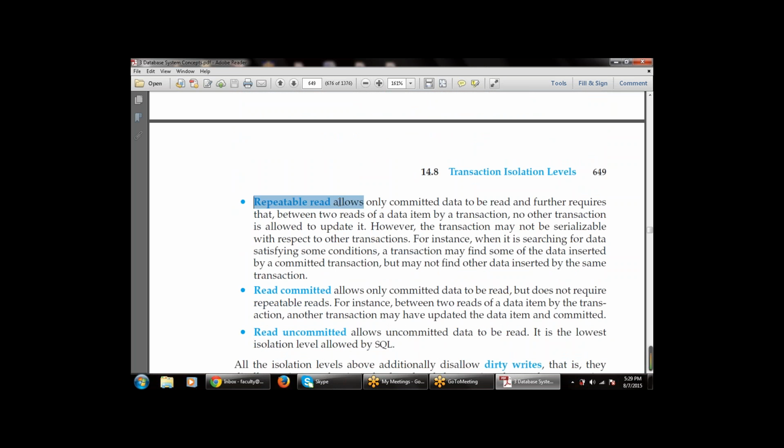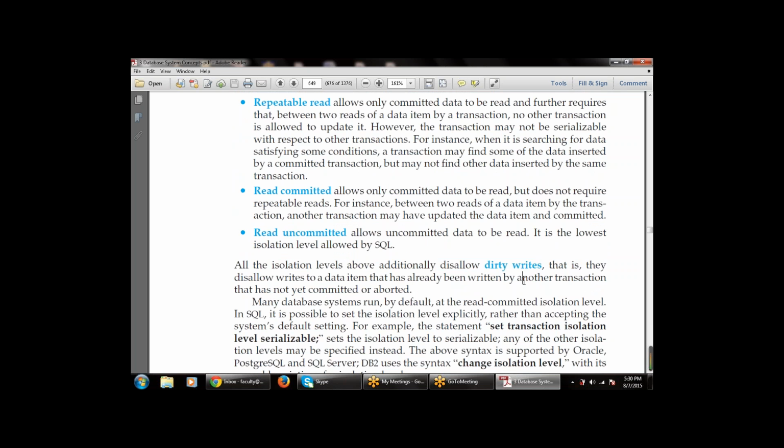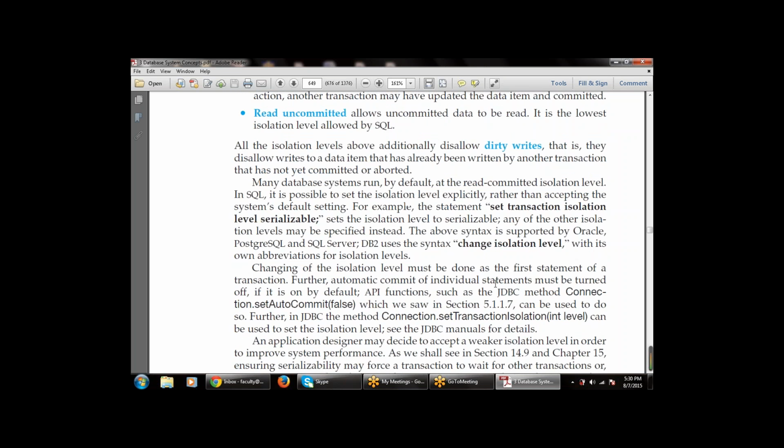Then repeatable read, which allows only committed data to be read, and further requires that between two reads of a data item by a transaction, no other transaction is allowed to update it. Then next is read committed, then read uncommitted. So one is repeatable read, then read committed, then read uncommitted. All the isolation levels disallow dirty writes.